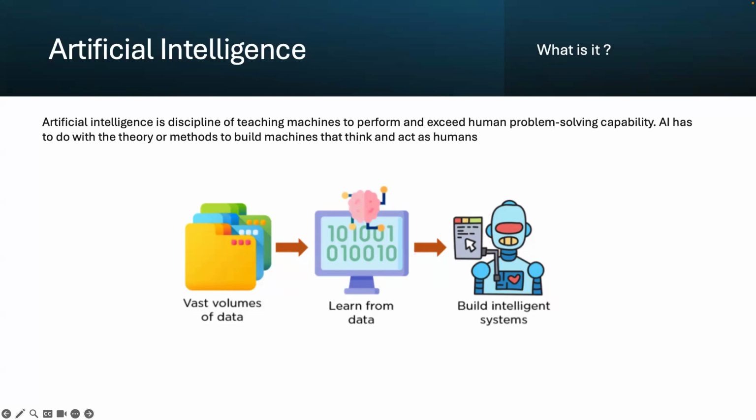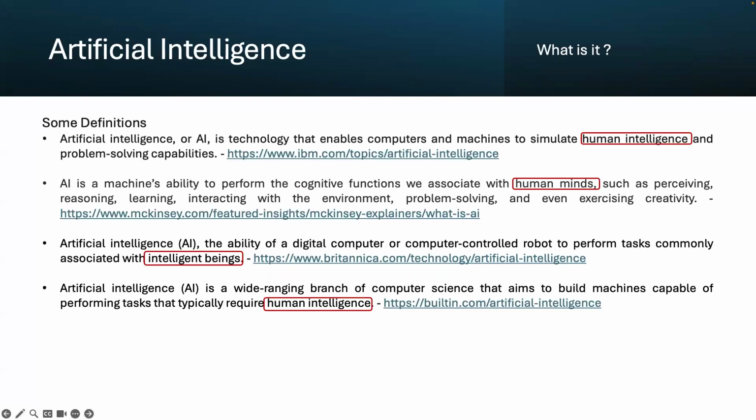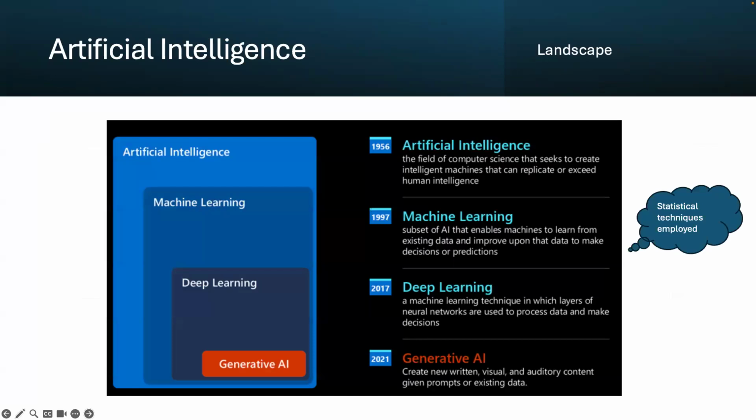In the next slide, we will look into some definitions of AI as perceived in the industry. So, IBM defines it to be a technology that simulates human intelligence. McKinsey says it is the ability of machines to perform cognitive functions generally associated with humans. So, in summary, we can say that AI aims to create machines and systems capable of performing tasks that typically require human intelligence. In the next slide, we will catch a glimpse of the AI landscape.